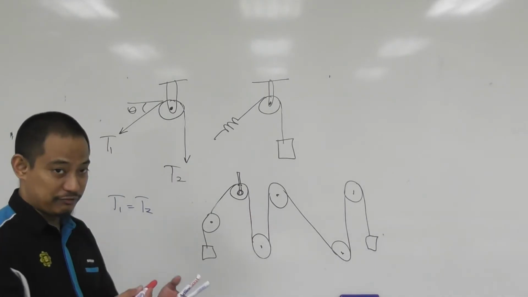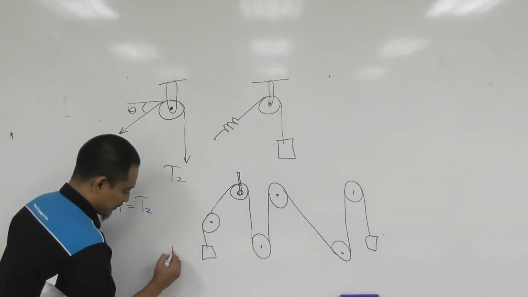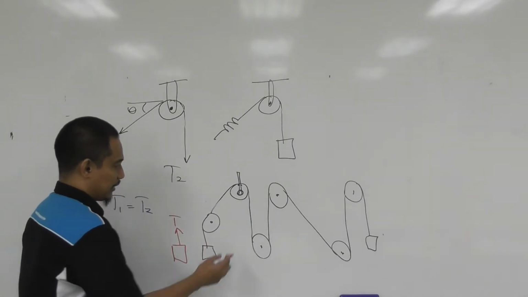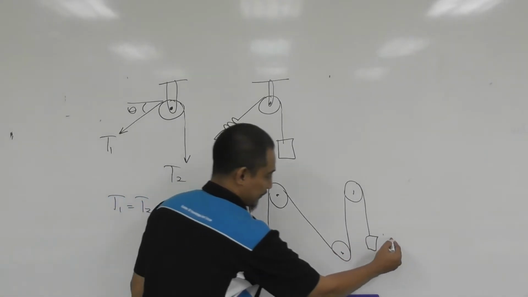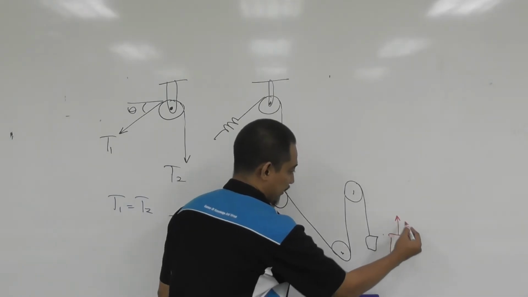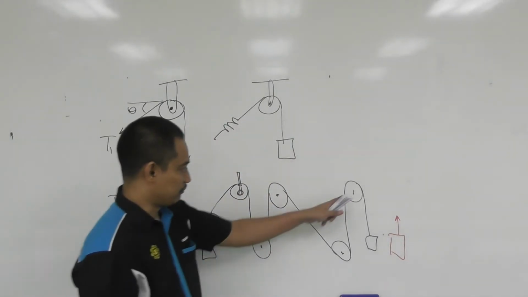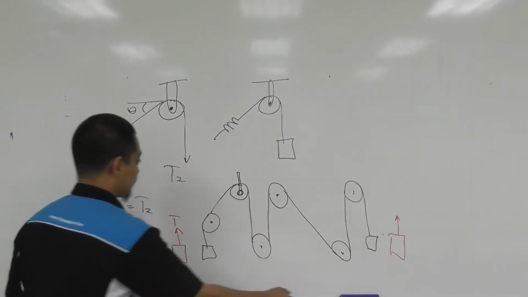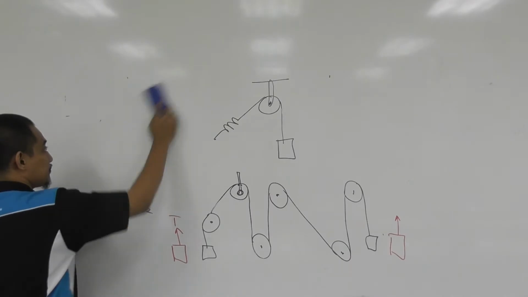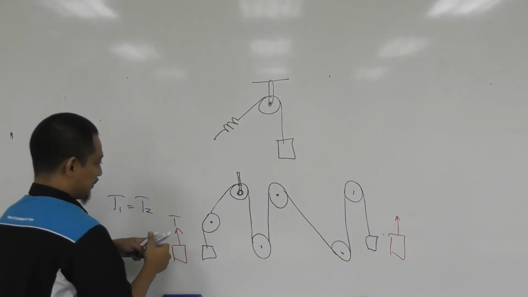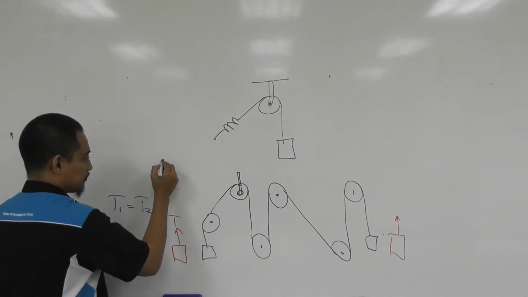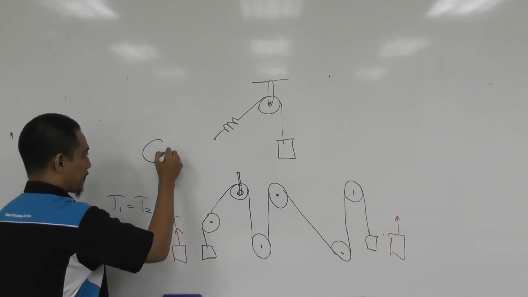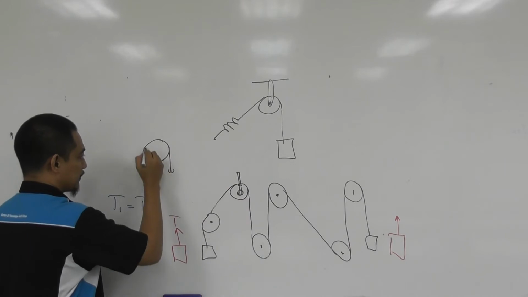So if you draw the free body diagram, for example, if you draw a free body diagram here, there will be a force here, this T, right? And if I draw a free body diagram here, it will be something like that. Let's say I draw a free body diagram of this pulley here, it will be something like this. This is a bit complicated, but if I draw, it will be something like this.